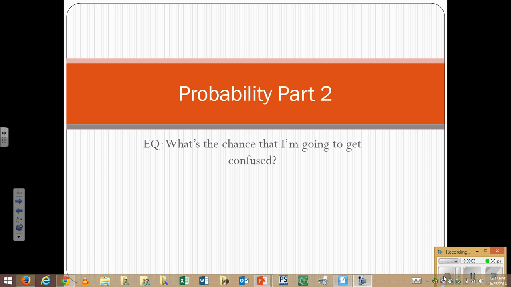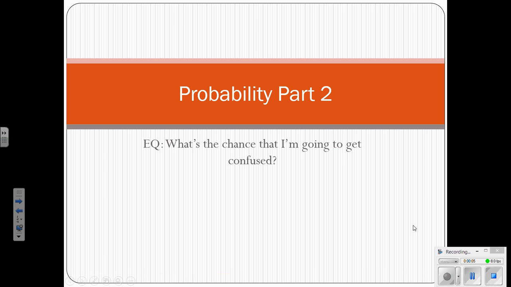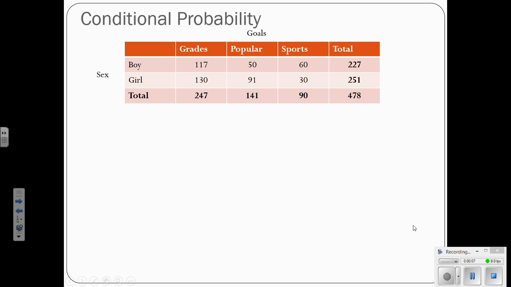So we'll look at a little bit more advanced probability in this particular video, what's called conditional probability. Let's say that we took this sample of students around school, separated it by boys and girls, and then we looked at some of the reasons or their focuses in school, so whether it was grades, friendships, or athletics. Also, we can start pulling some probabilities.